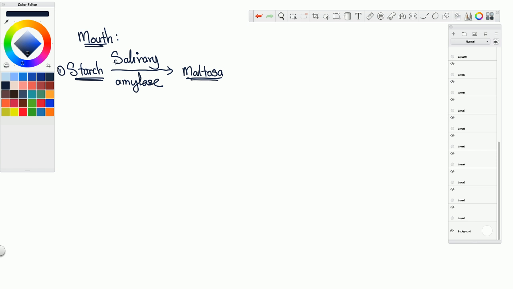Okay. Besides salivary amylase, when we come to the duodenum, which means our small intestine, we got the same enzyme called amylase. But this amylase here is called pancreatic amylase. We got another amylase. Besides salivary, one more is called pancreatic. So in our body, we got 2 amylase.